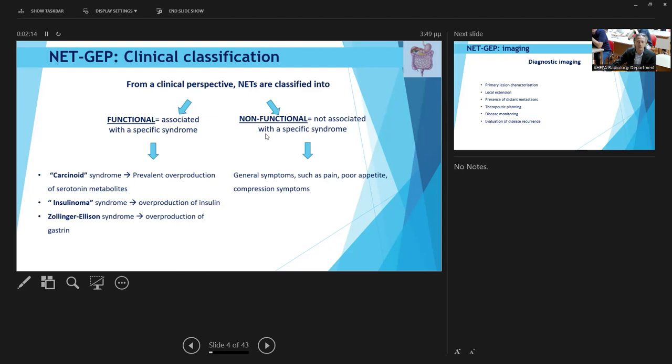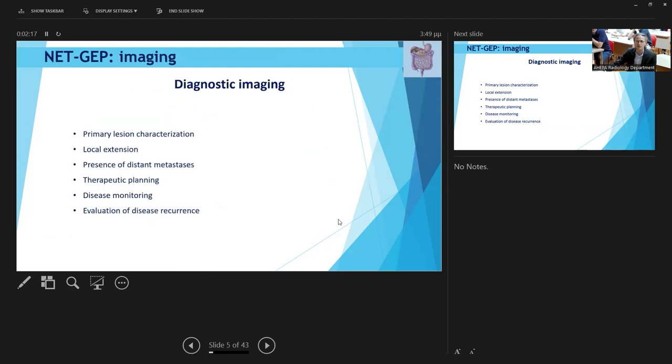So in the neuroendocrine tumor, radiology has a really important role, especially for the diagnosis. When we try to make the diagnosis, we should first localize the lesion. We should evaluate the relationship of the lesion with other surrounding organs. We should rule out the presence of distant metastasis in order to offer information for the possible therapeutic or surgical treatment. And also, radiology has a main role during the follow-up in order to evaluate the possibility of any disease recurrence.